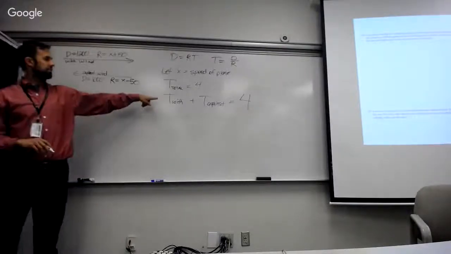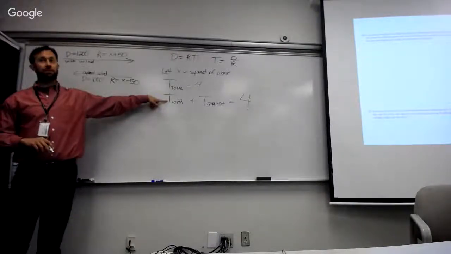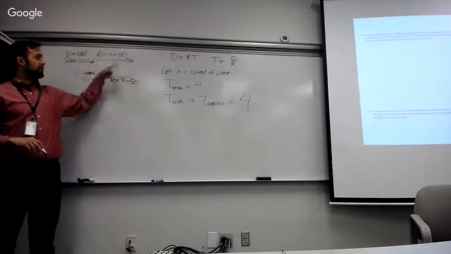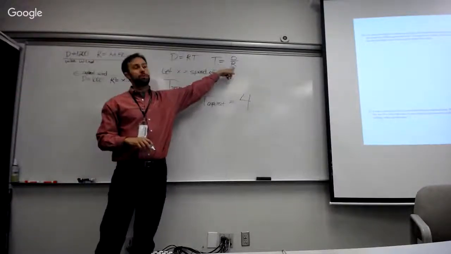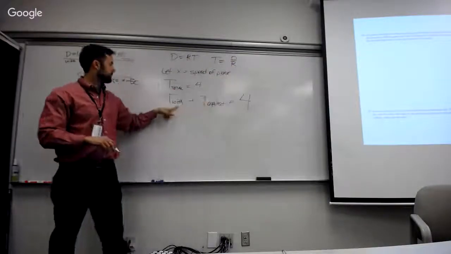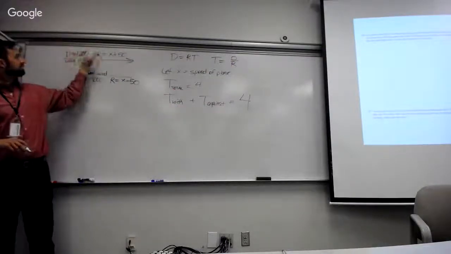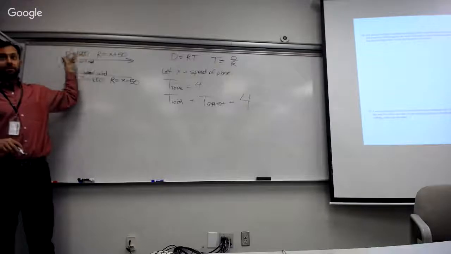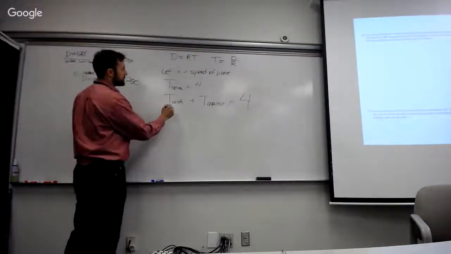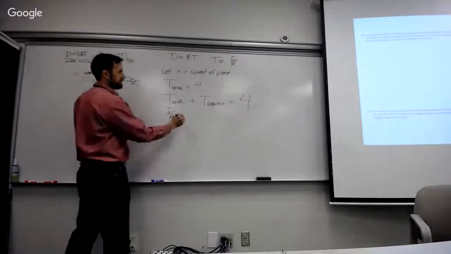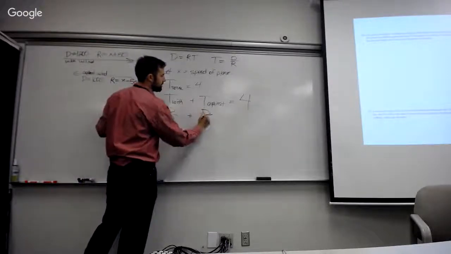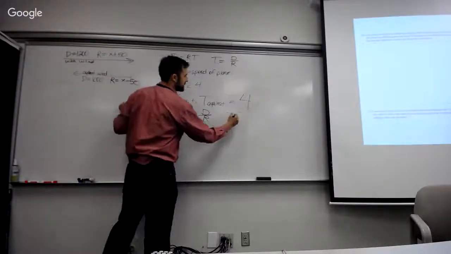Well, do we know how much time it took to go with the wind? We don't. However, do we know a formula for time? Yes. Do we know the formula is d over r? And for with the wind, do we know d and r? Yeah. We actually do. So now what we can do is, instead of time with, we can say d over r with the wind plus d over r against the wind should equal 4.